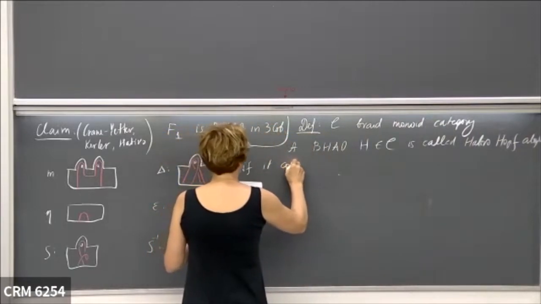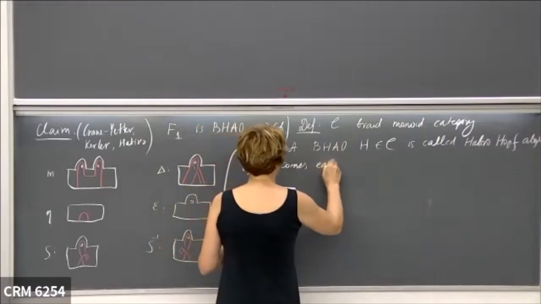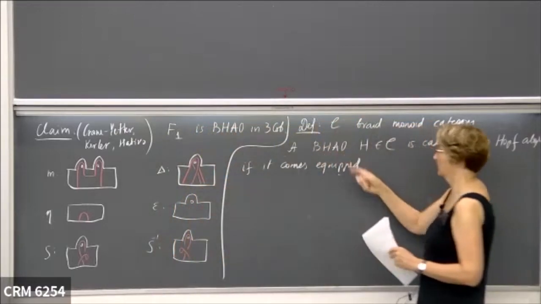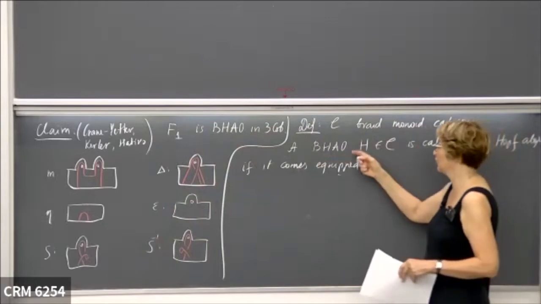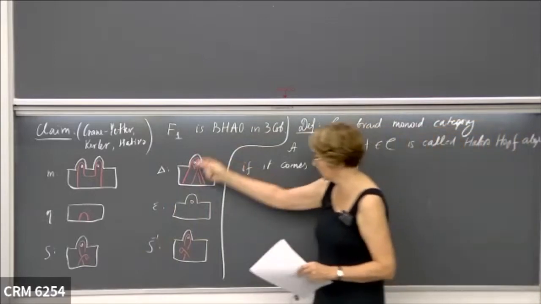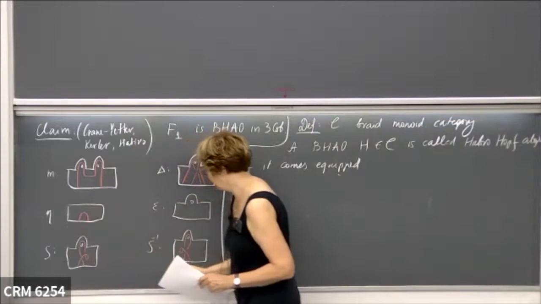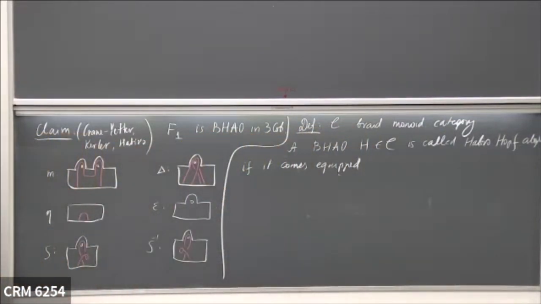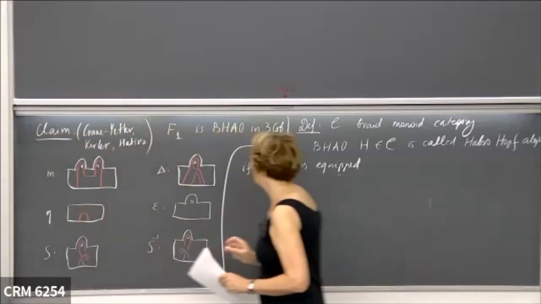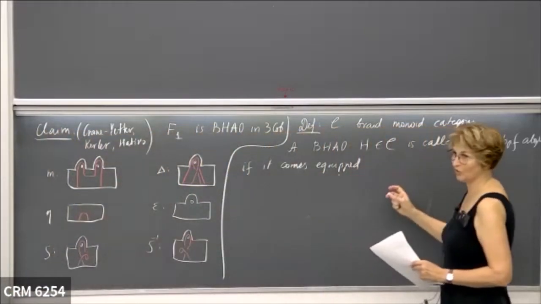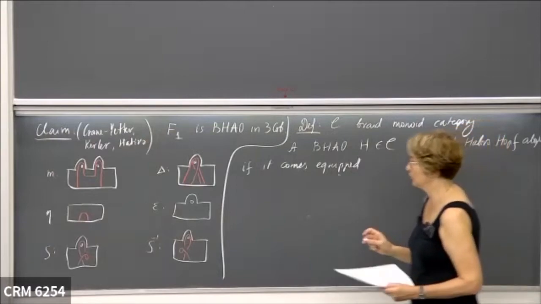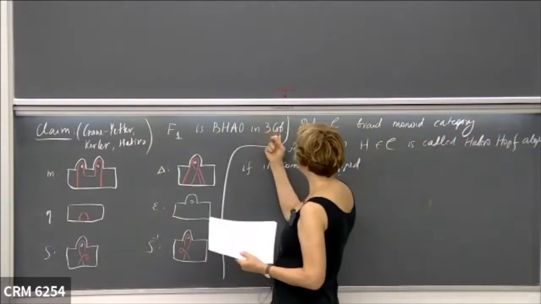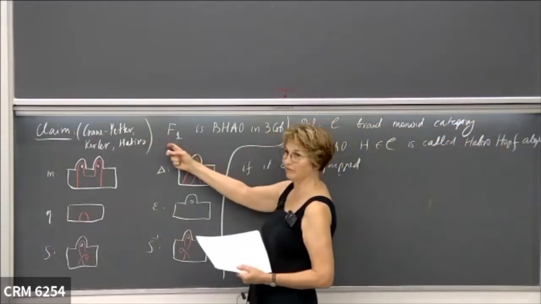It comes equipped, so already it's a braided Hopf algebra. This means it already has associativity, so it has all these morphisms, it has the antipode, and it satisfies all the relations, including this one. Now I'm looking for some more structure, because the motivation is that the 3-category will not yet be generated by this F1.